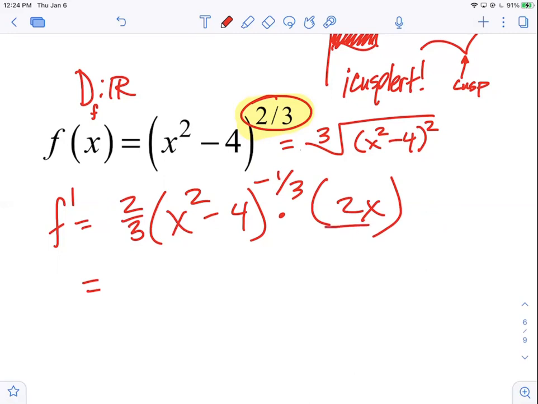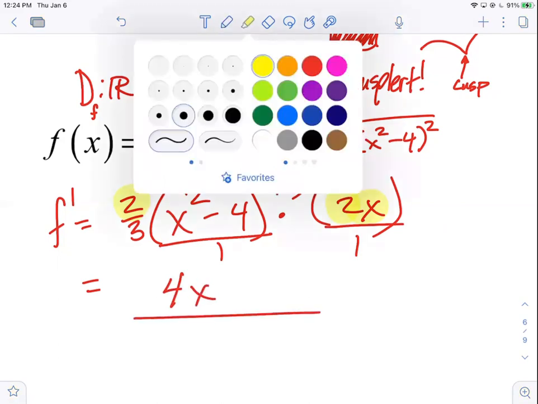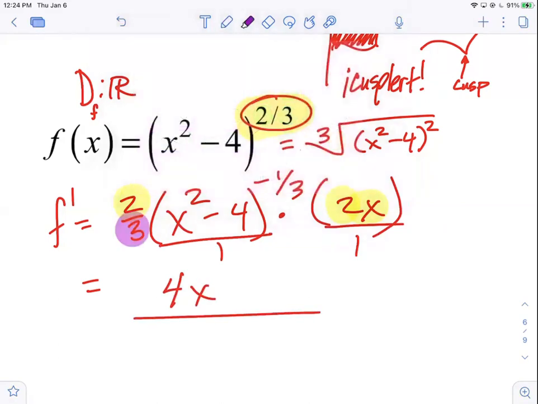Let's clean it up now. So this is really 2x over 1. This is all over 1. So we have factors of 2 and 2x in the top. So that's going to be a 4x. And in the bottom, we have factors of 3 and that other big thing, right?